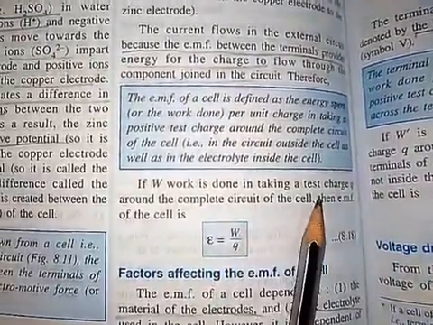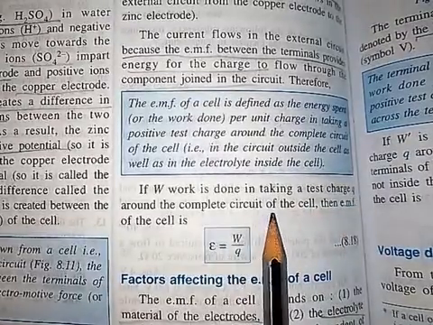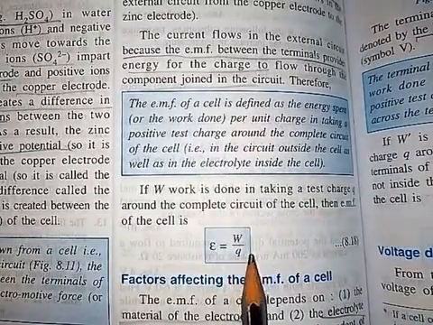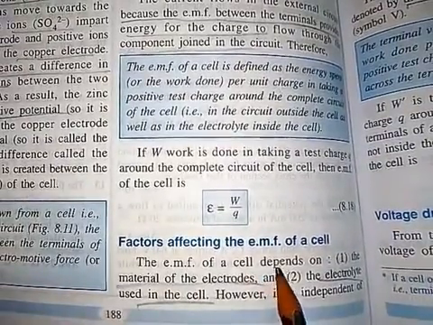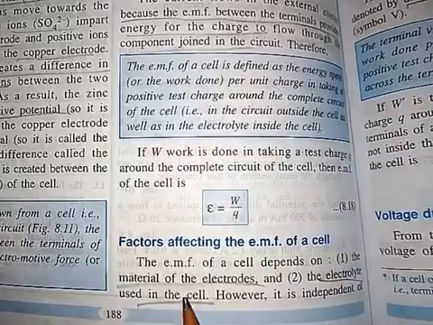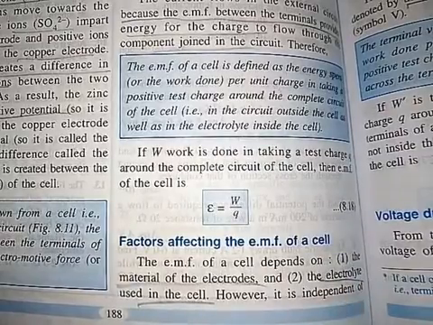If W work is done in taking a test charge Q around the complete circuit of the cell, then epsilon equals W upon Q. The factors affecting the EMF of a cell are the material of the electrodes and the electrolyte used in the cell.